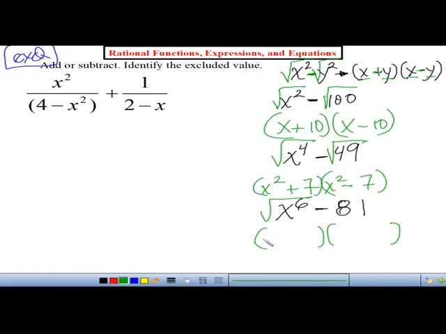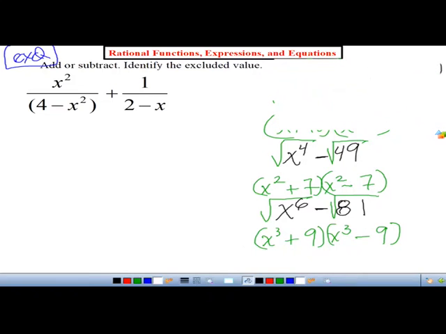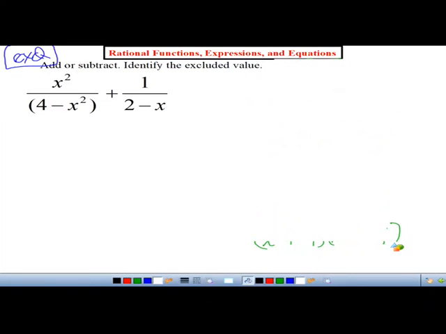X to the third times x to the third. Square root of 81, 9 times 9. Is this a subtraction? Yeah, so this is a plus and this is a minus. Is it a little bit clearer? Yes? All right, I just wanted to get that cleared because, like I said, some of you are still struggling with that identity. So hopefully that helped.